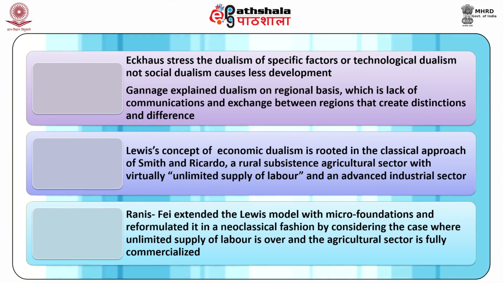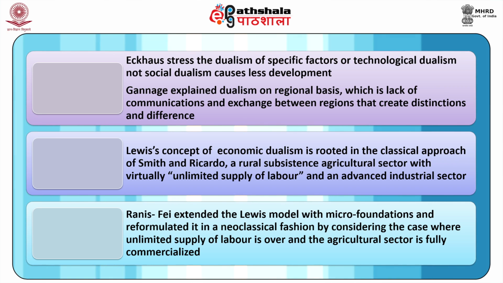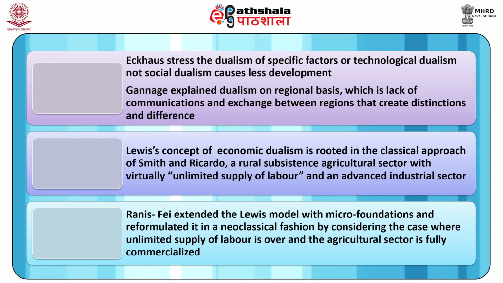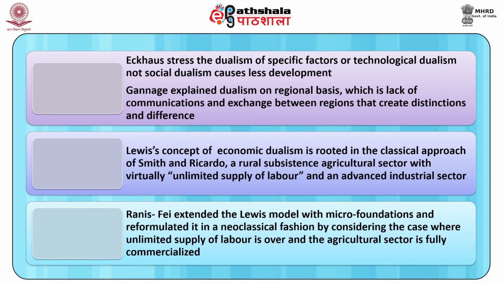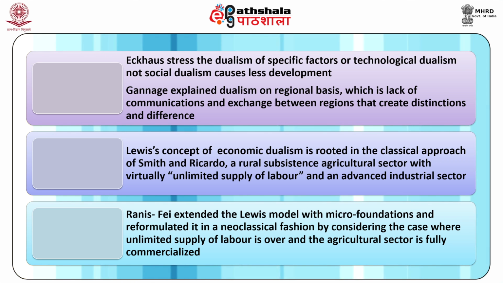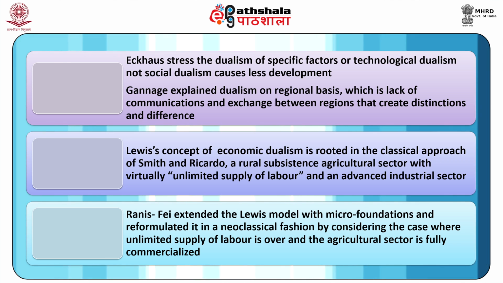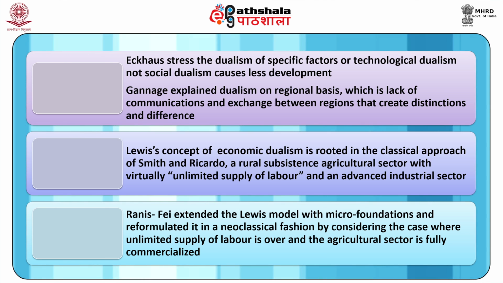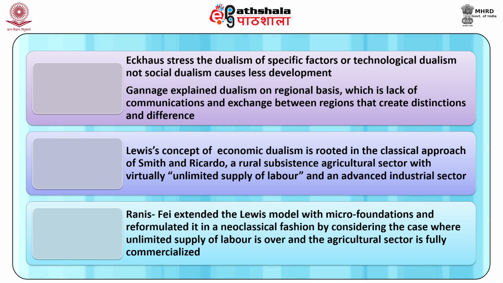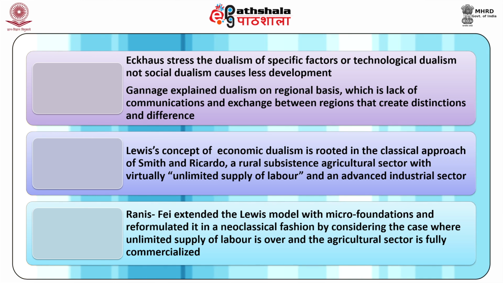Coming to the other views on dualism, Higgins stresses the dualism of specific factors, or technological dualism, not social dualism, which causes less development, and in this sense he supports the view of Higgins. Ganesh explained dualism on a regional basis, which is the lack of communication and exchange between regions that creates distinction and difference.